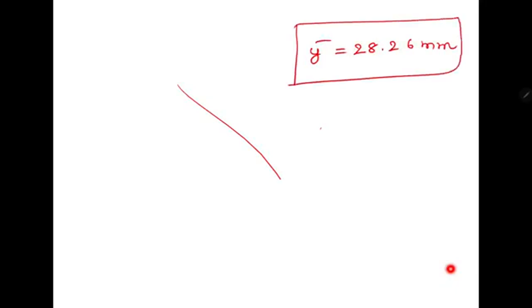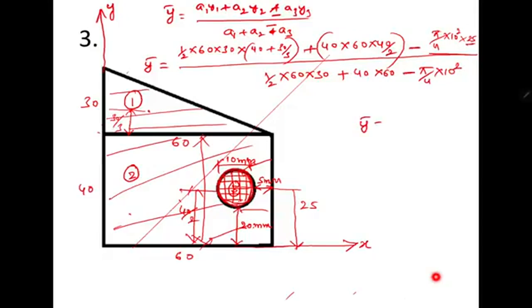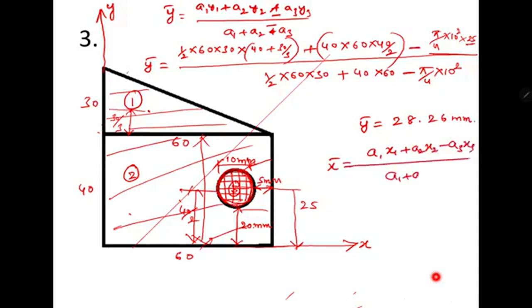So if I do that, I will be getting y bar is equal to 28.26 millimeter for this problem. So y bar is equal to 28.26 millimeter. Now I need to calculate x bar also. Similarly, I have the formula a1 x1, a2 x2. Now I need to write minus a3 x3 divided by A1 plus A2 minus A3. If I substitute all those things, I will be getting x bar is equal to 26.72 millimeter.